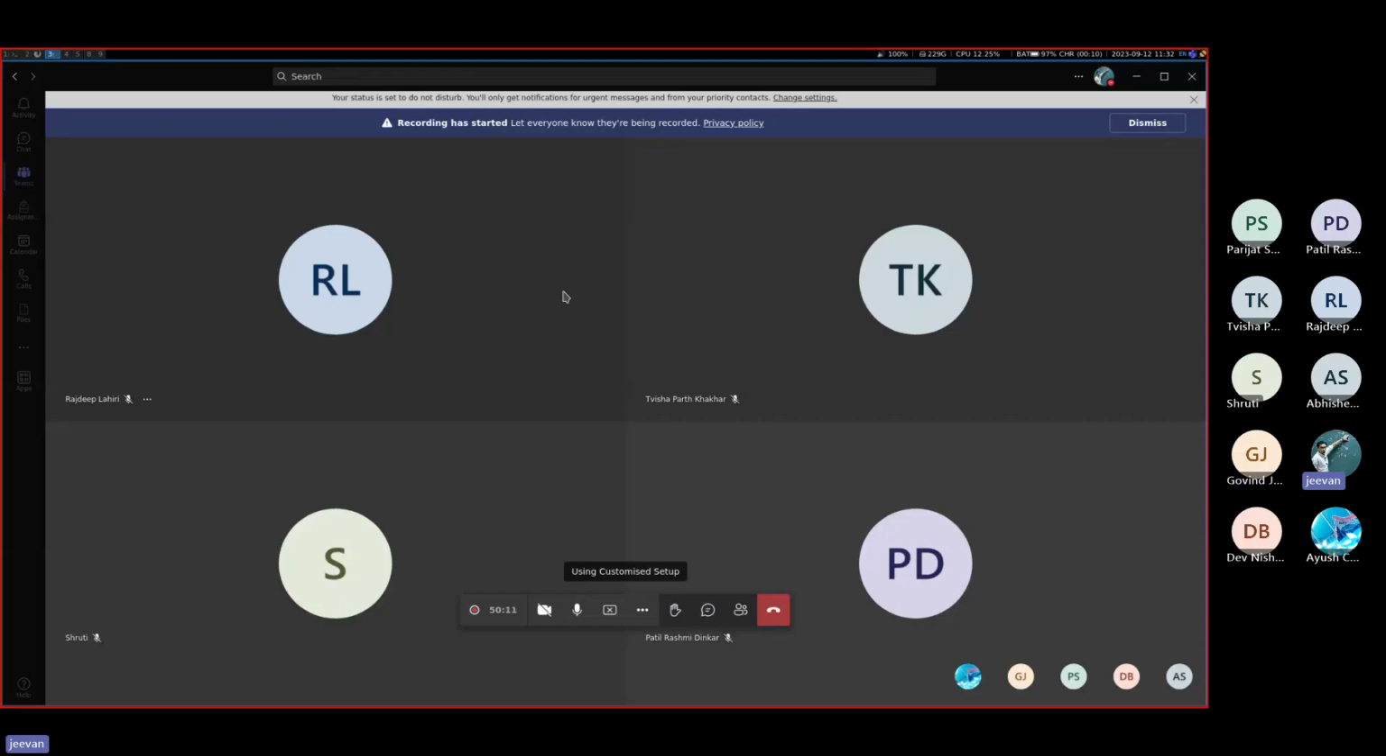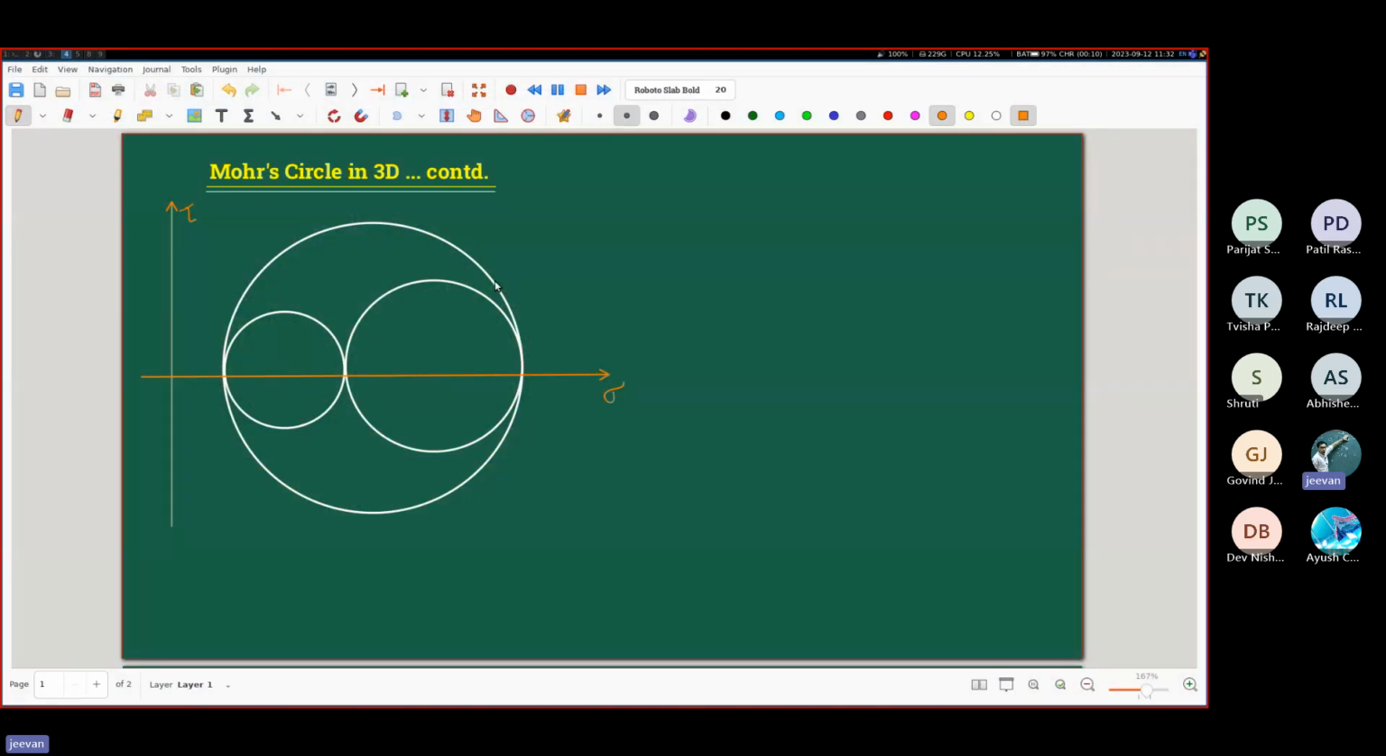Okay, so the recording has started and I'll start with the lecture. In yesterday's class, we were discussing the Mohr's circle in 3D, and we were discussing certain things. This was basically with reference to this question.